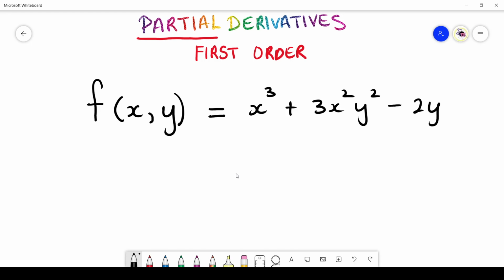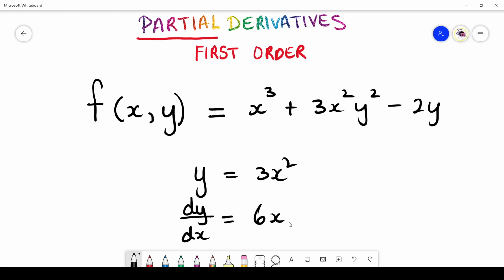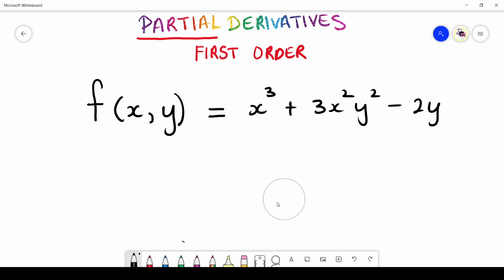Now, when you're differentiating something, let's just say we have y is equal to 3x squared. If you wanted to differentiate and find dy dx, you can easily apply your standard rules. You'll get 6x. Now, you can differentiate with respect to x in this case because our function is only written in terms of x. So what happens when we have a function as the one above and it's written in terms of multiple variables? What exactly do we do?